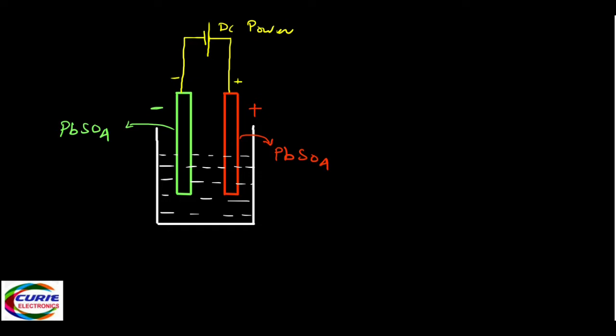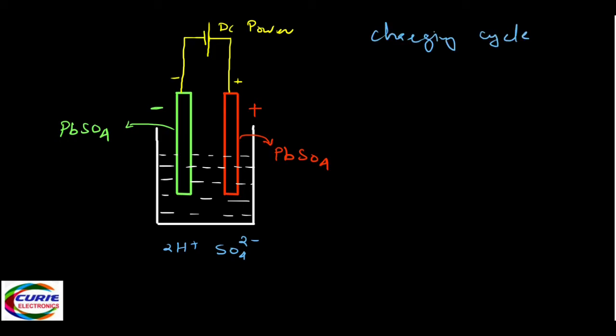Now, again, the same thing is there. What is there? This H2SO4 again dissolves, and we are having 2H+ ions and SO4 2- ions. Now, here is the difference. This is the charging cycle.